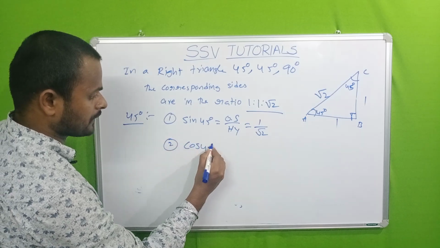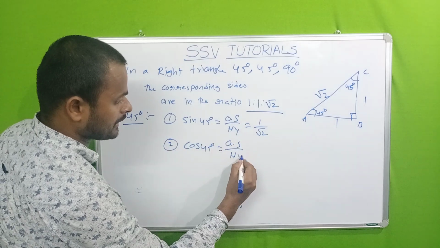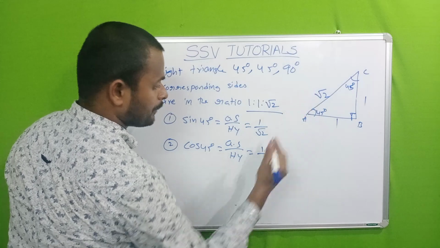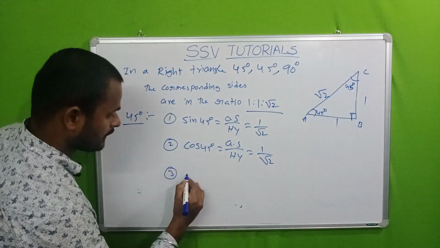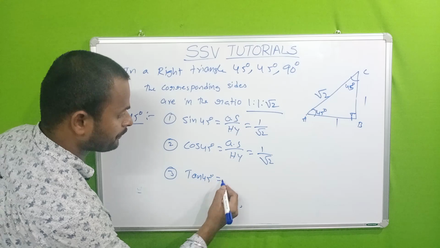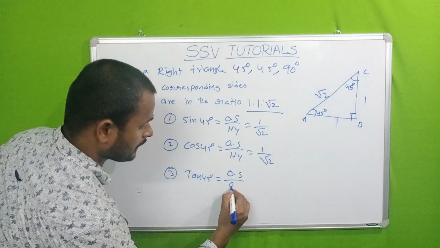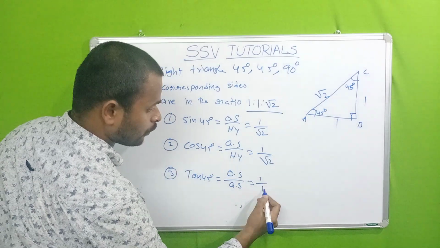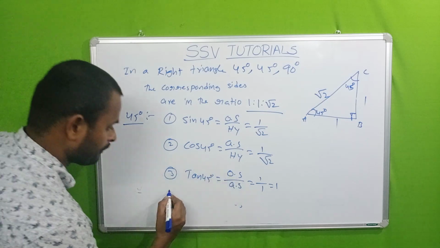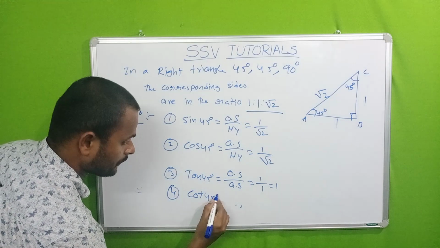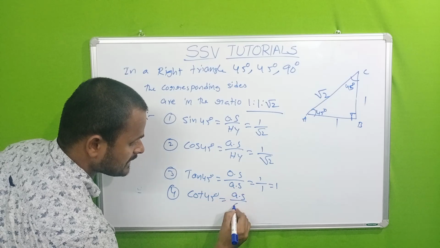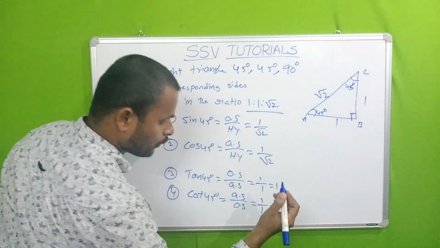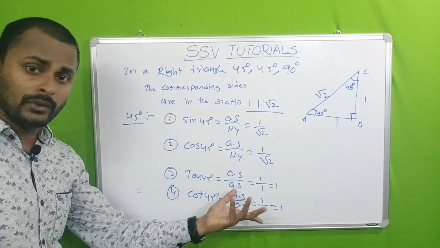Second one, cos 45: adjacent side by hypotenuse. The adjacent side for this angle is 1, by hypotenuse, root 2. And tan 45, the formula is opposite side by adjacent side. The opposite side is 1 by the adjacent side, which is also 1. 1 by 1 is equal to 1. And the fourth one is cot 45: adjacent side by opposite side. Adjacent side is 1, opposite side is 1. 1 by 1 equal to 1. So cot 45 is equal to 1.